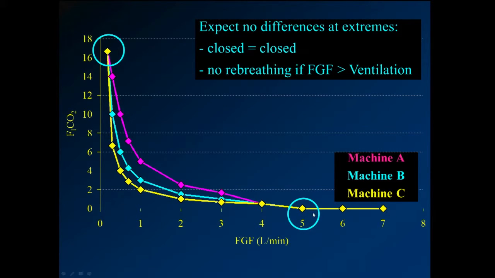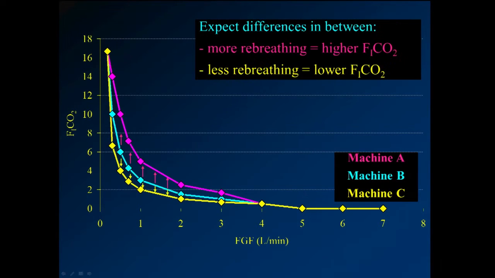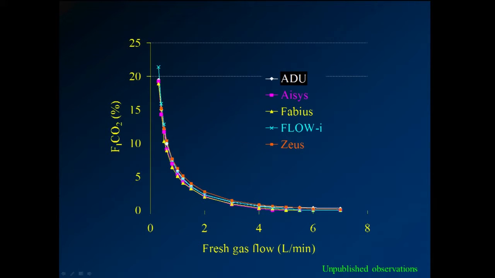Once the fresh gas flow is higher than minute ventilation, and at the other end of the spectrum here, if it's closed, it's closed. There shouldn't be a difference either. Then maybe there's a difference here somewhere. Maybe machine A here is reusing more of the exhaled gas, and you get a higher FiCO2, and with another machine, it's different. And actually, they're all the same. Regardless of whether you're using an ADU, an ACES, a Flow-i, or a Zeus, the FiCO2 is exactly the same.